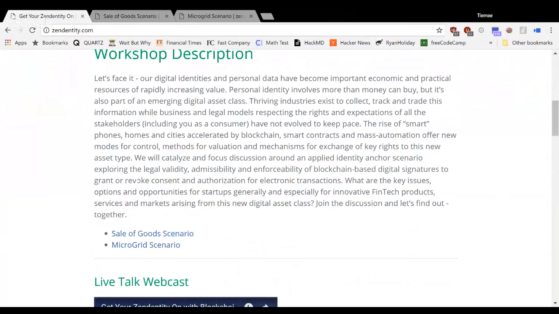So the rise of smart phones, smart homes, and smart cities, among other smart objects and Internet of Things, accelerated by blockchain and smart contracts and mass automation in general, offer new modes for control, new methods for valuation, and new mechanisms for exchange of the key rights to this new asset type. So let me just break that down a little bit because there's a lot of words there.